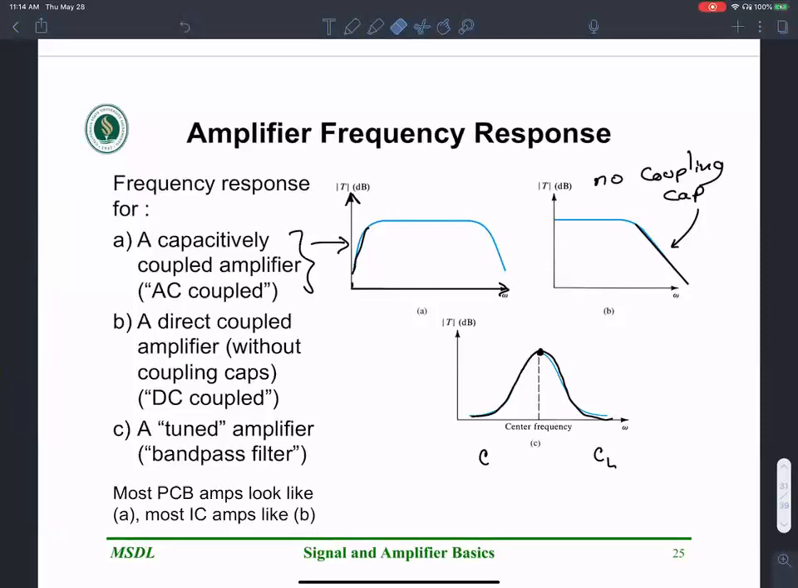Professor, can you explain AC coupling again a little bit? Yes.